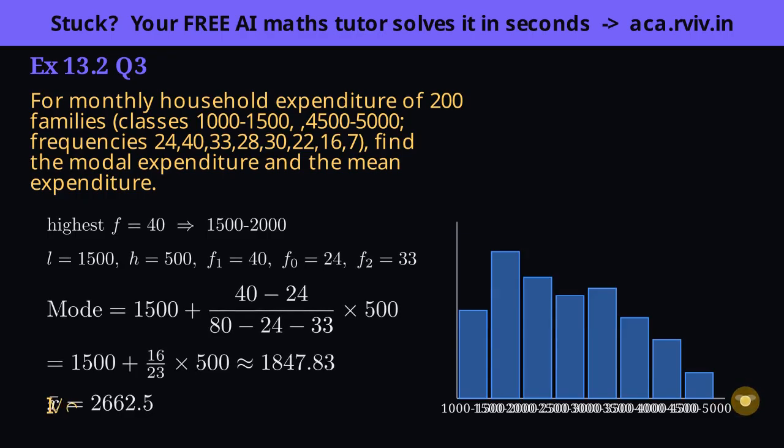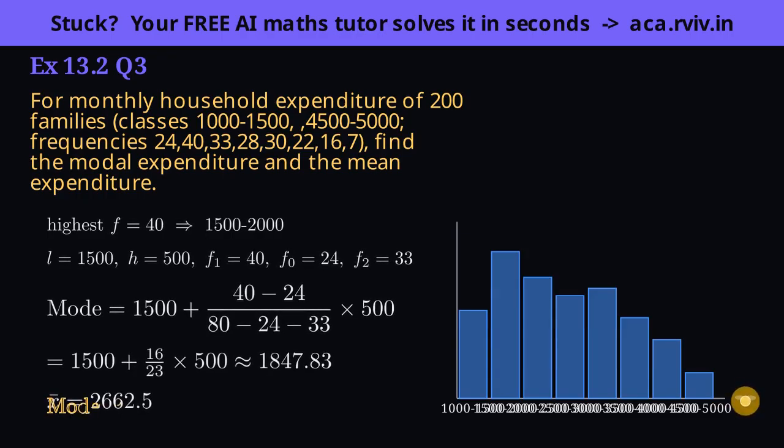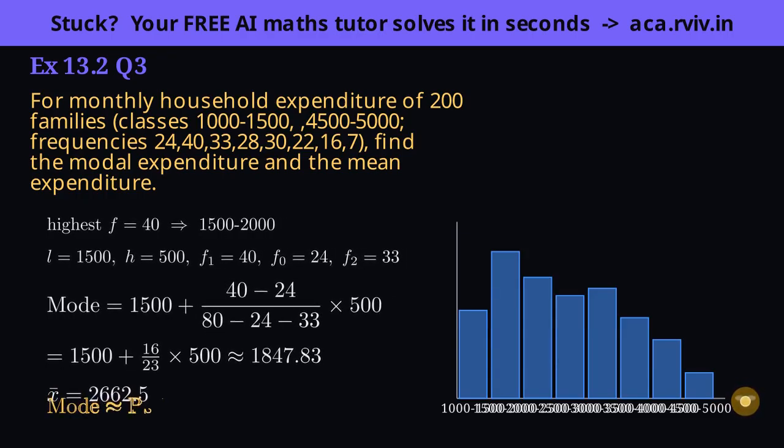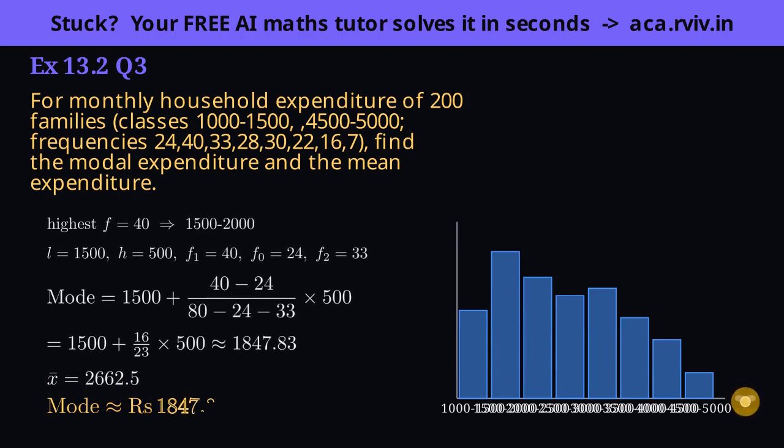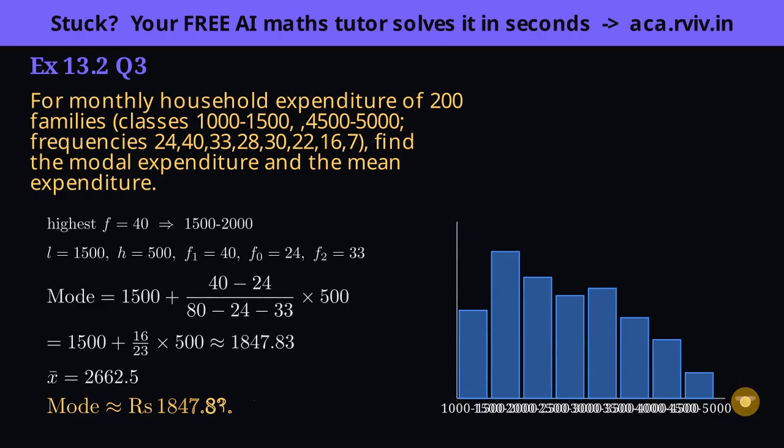So look at that gap. The mean is over 800 rupees above the mode. That's the classic signature of a right-skewed distribution. A long tail of a few high-spending families drags the average way up, even though the most typical family spends far less. Mode says typical, mean says balanced, and here they're very different.